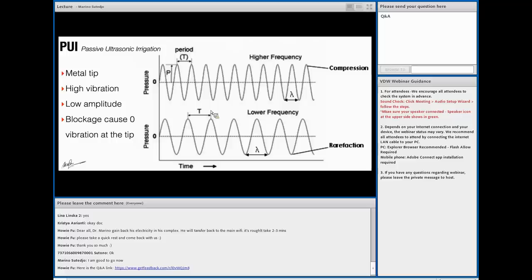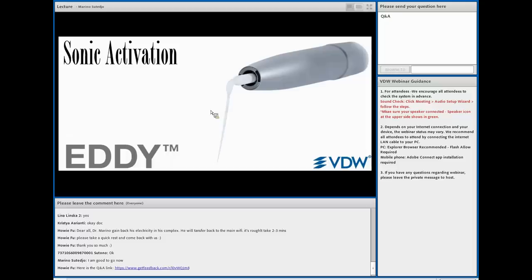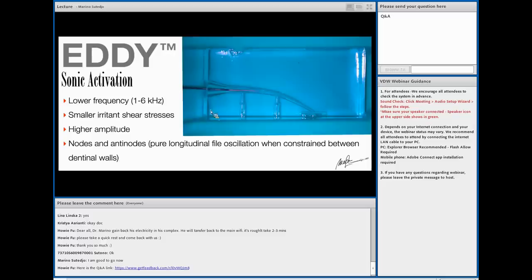Therefore, we also have some options if you want to activate our irrigants besides ultrasonic: how about we use sonic? Since it's sonic, we can use it with a non-metal tip. We can use a plastic or polypropylene tip, which is also smooth and flexible. Like you can see in this tip, it is EDDY. EDDY is a sonic, but it has a frequency of 6,000 hertz, so it is way higher compared to the EndoActivator.